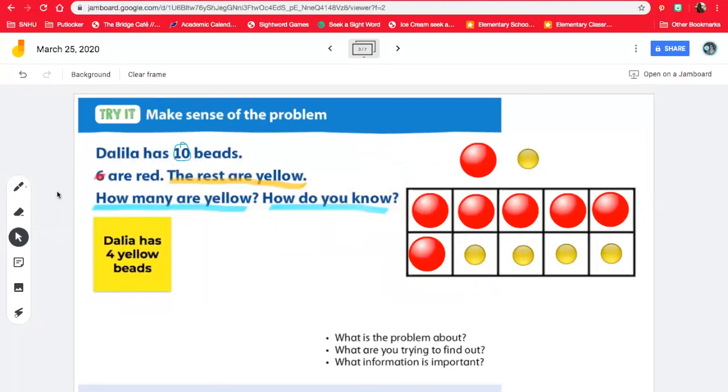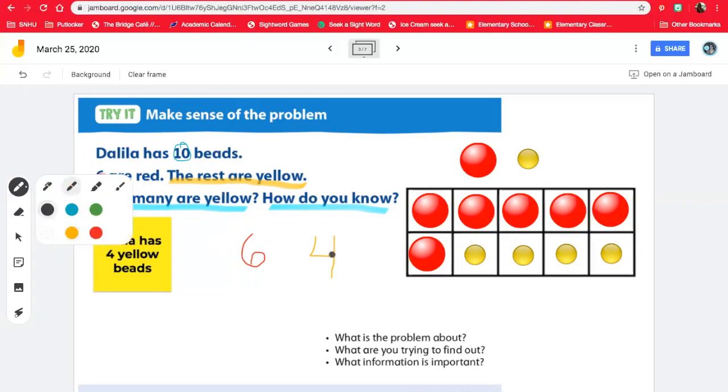How do I know? Well, I know that the 10 frame, when it's full, means there's 10 in all, or 10 total. There's 6 red beads, 1, 2, 3, 4, 5, 6, and I know that 6 red and 4 yellow, when we add them, they equal 10, which is the number that we need. So that's how I know that I have 4 yellow, and I also could look back at our 10 frame and count them myself. We have 1, 2, 3, and 4 beads. There we go. Let's move on to the next problem.